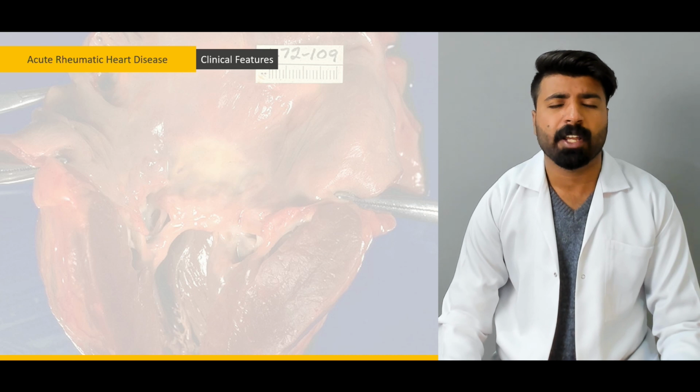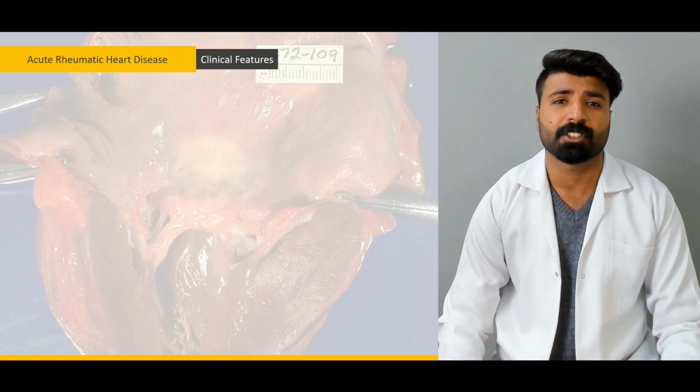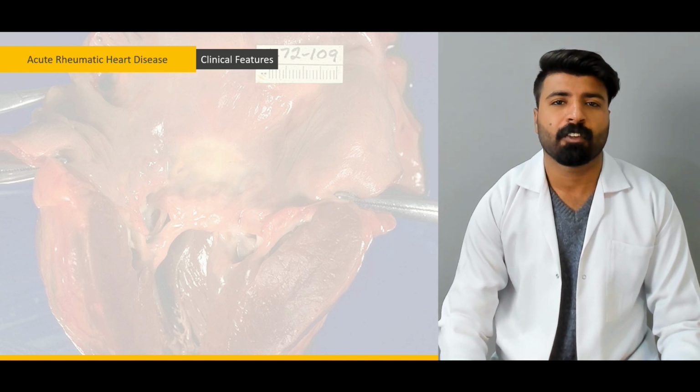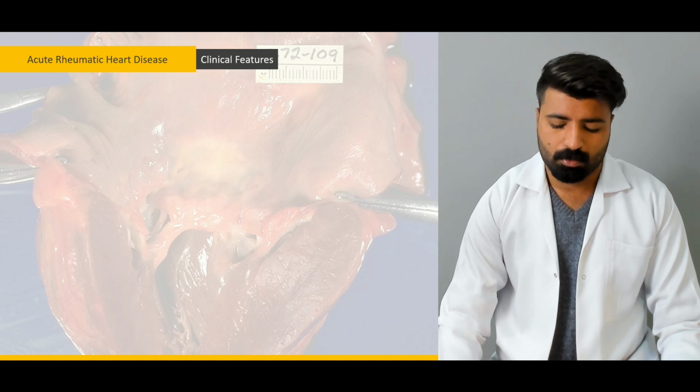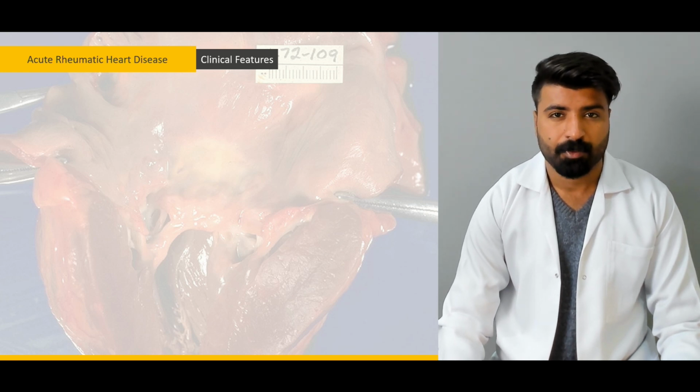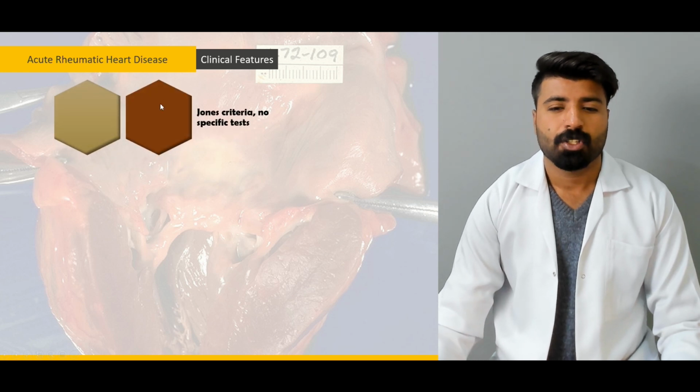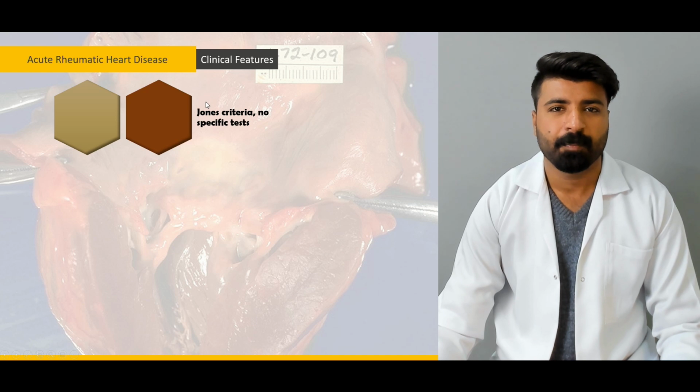Next, we're going to talk about acute rheumatic heart disease's clinical features: how a patient will present to you when he is suffering from acute rheumatic heart disease. What do you suspect when the patient comes to you? First of all, Jones criteria, no specific test. Now, what is Jones criteria? We're going to talk about it on the next slide.